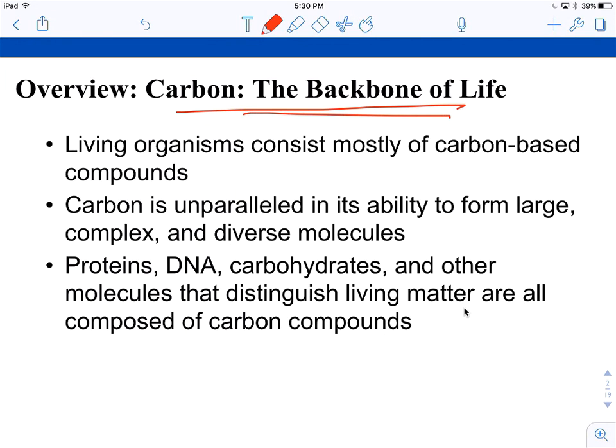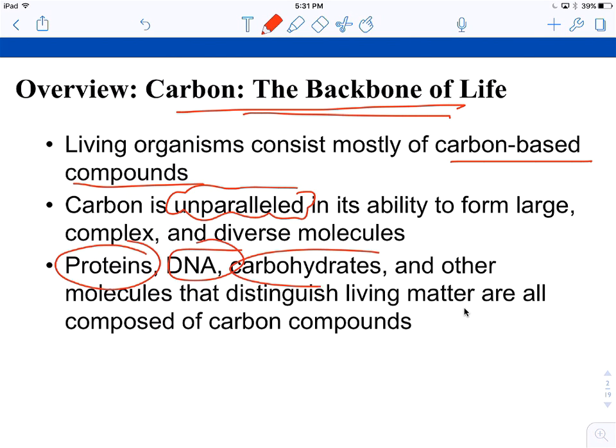Living organisms consist mainly of carbon-based compounds. Carbon is unparalleled, really unrivaled, and that's why we're made of mostly carbon, in its ability to form very large, very complex, and diverse molecules. So this one simple element can form such a wide variety of the molecules that make up life. Those molecules are proteins, DNAs, carbohydrates, lipids. All of those molecules that distinguish living matter are composed of complex carbon compounds.